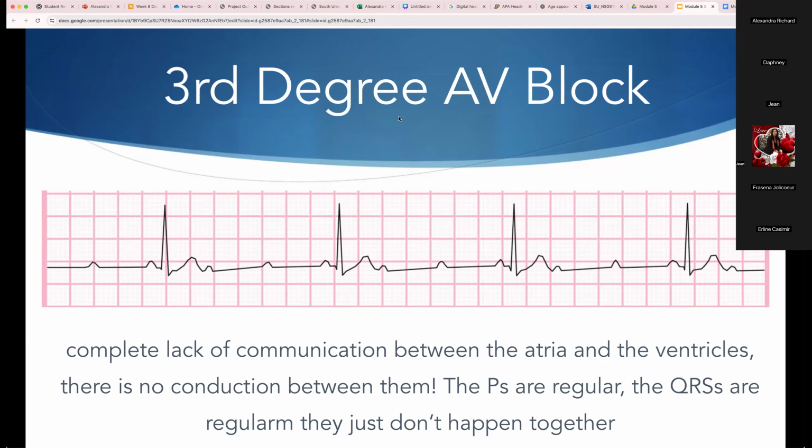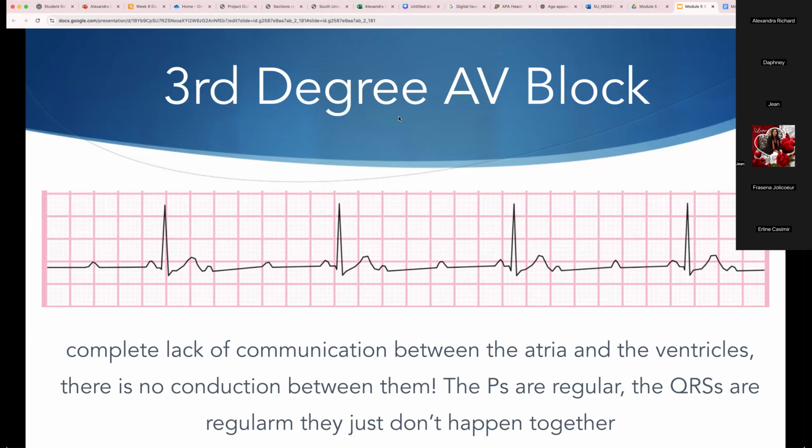So as you can see here, can you really count the PR interval from the first P? No, because it's missing a QRS. So that's going to be your first key in figuring out, okay, maybe this is some type of heart block.